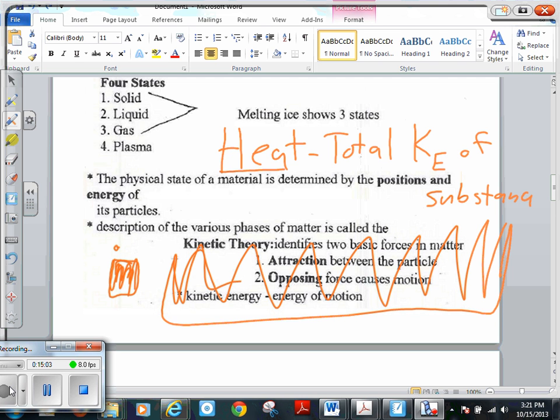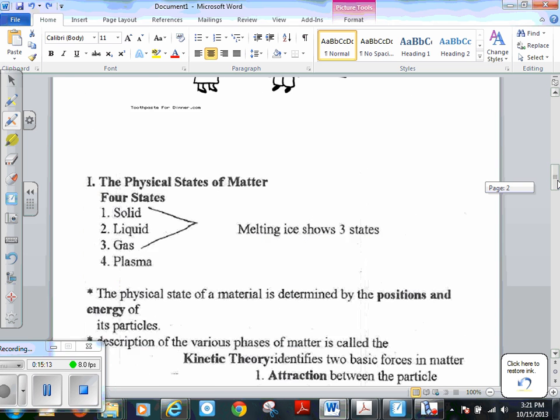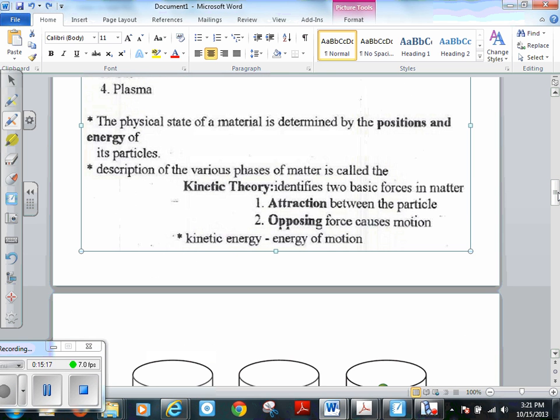Any questions about that? Okay, so that's heat and temperature. And these notes are pretty self-explanatory. I think you've seen them all before. The only difference is when we talk kinetic theory, you need to know that we're talking about movement.